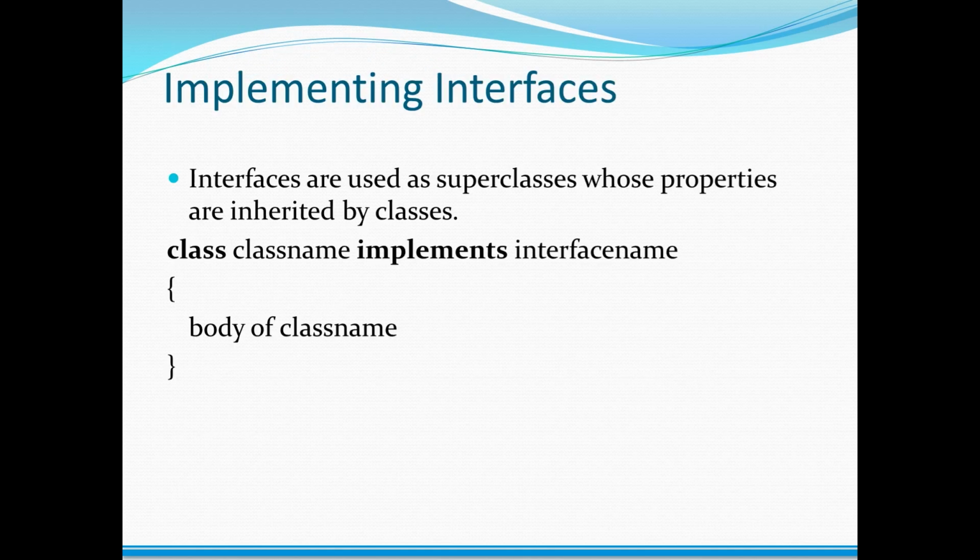Implementing interfaces. Interfaces are used as superclasses whose properties are inherited by classes. Here it is class, class name, implements, interface name, then the body of the class. Class name is our class name, implements is a keyword, and interface name is the name of the interface. To inherit the properties of one class to another class we use the keyword extends, but in interfaces, to implement the properties of an interface in a class, we use the keyword implements.